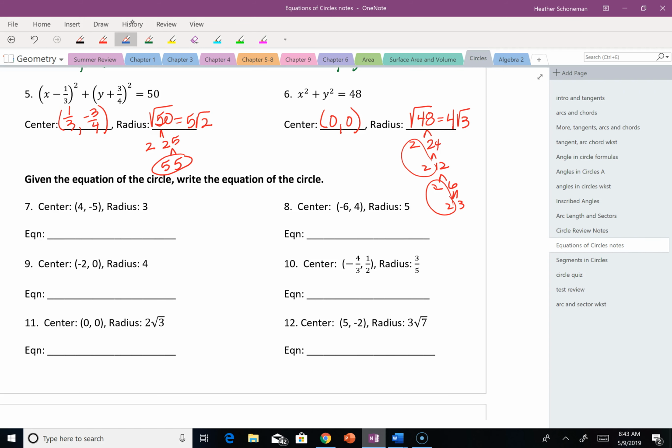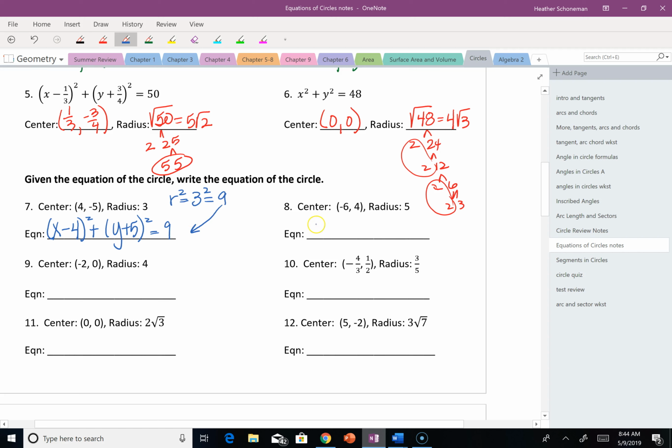Okay, now we have to go backwards. Given the center and the radius, write the equation. So we know the left part is going to be the opposites. So it's going to be (x minus 4) squared plus (y plus 5) squared equals, now we need the radius squared. So that's going to be 3 squared, which is 9.